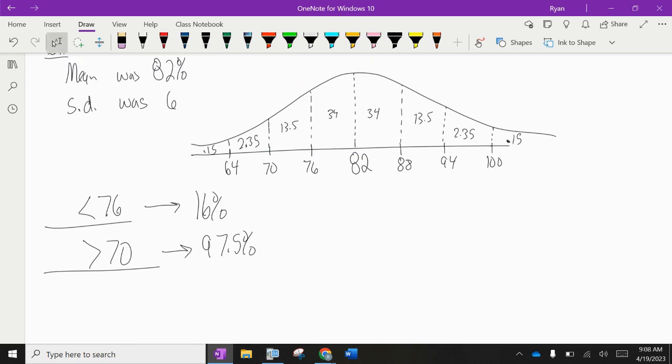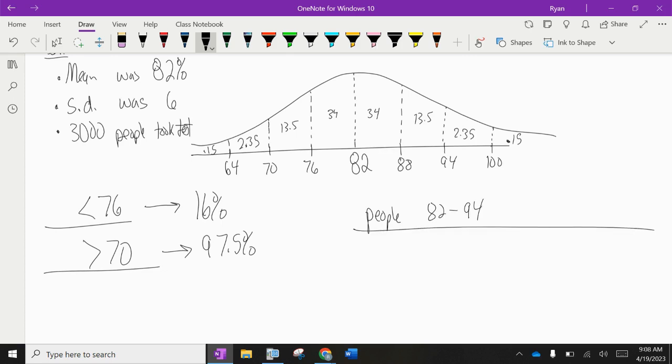I'm going to add one more part to this one. We were told the mean was 82. We put that on there. The standard deviation was 6, so we added and subtracted 6 as we went to the side. And let's say there were a total of 3,000 people who took the test. Now I want to know how many people scored between an 82 and a 94. Not what percent, but how many people. Here's my 82. There's my 94. So I'm looking at this region.